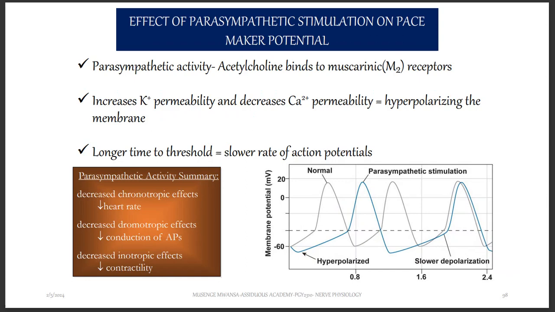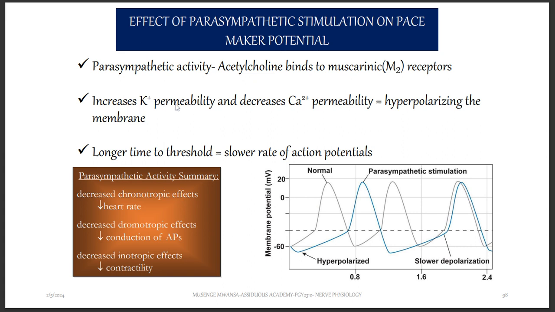Parasympathetics will be the opposite. It's going to decrease chronotropic, decrease dromotropic, decrease contractility. And the most important hormone or substance used in the parasympathetic nervous system is acetylcholine. Now, acetylcholine does not work via the beta 1 receptors. Instead, it works via the muscarinic receptors. Take note of this.